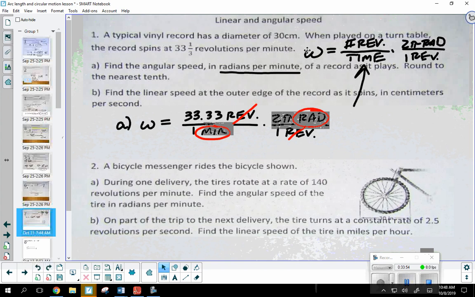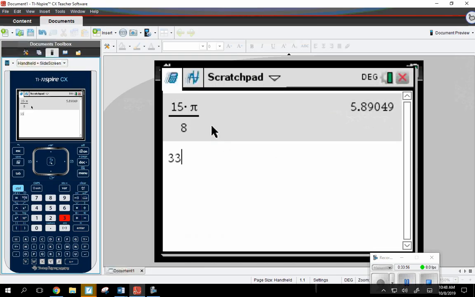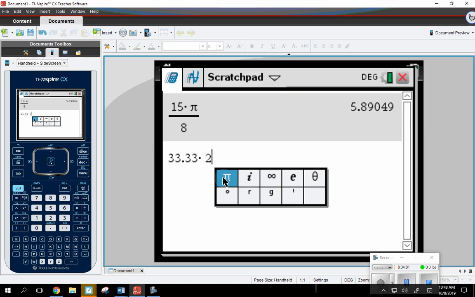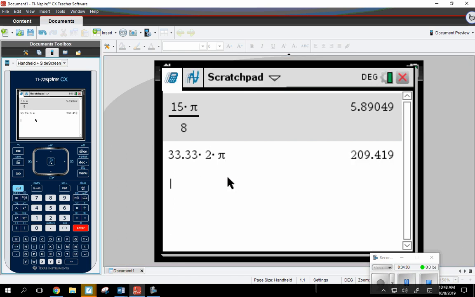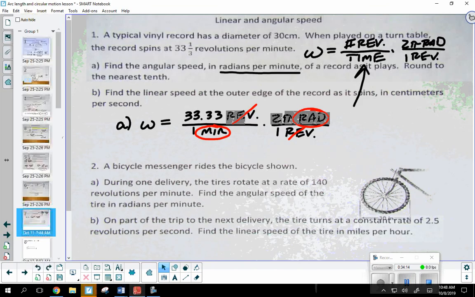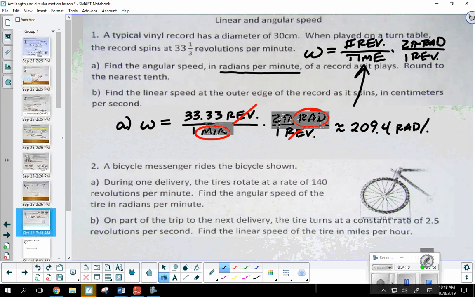2 pi. So let's come on over here to the calculator. 33.33 times 2 pi. Remember, pi was down here at the bottom. So I'm getting my angular velocity. How fast is the angle rotating with respect to time? To be 209.4 radians per what? Okay, so this is 209.4 radians per minute. Now, here's the thing. Remember, this is my angular velocity.